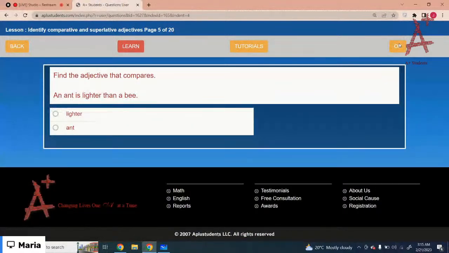Find the adjective that compares. An ant is lighter than a bee. So which is the correct option? Lighter. Got it? It is ending with er, so that is the adjective that compares. So the correct option is option number 1 because it is ending with er. Got it?